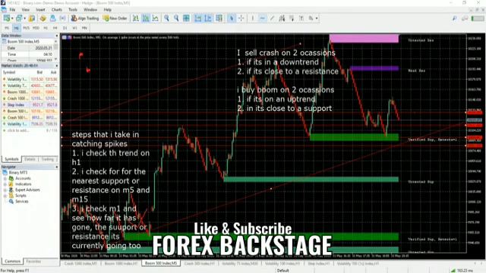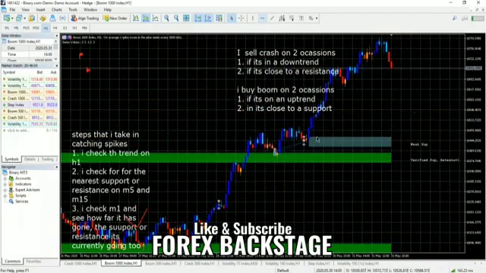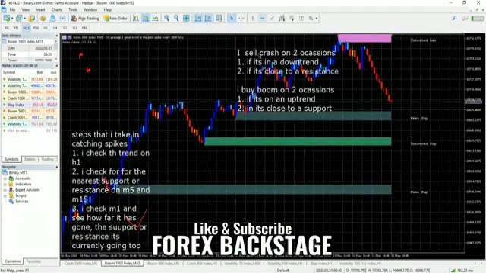See, I might just come to my chart and say, okay, this H1 Crash 1000 is selling on H1, but it's on an uptrend. It is selling currently, but on an uptrend. Okay, I'll then move to M15 and then see, okay, it is closer to one of my supports. It is close to a support. Yeah. Okay, nice one. It's on an uptrend, close to a support.